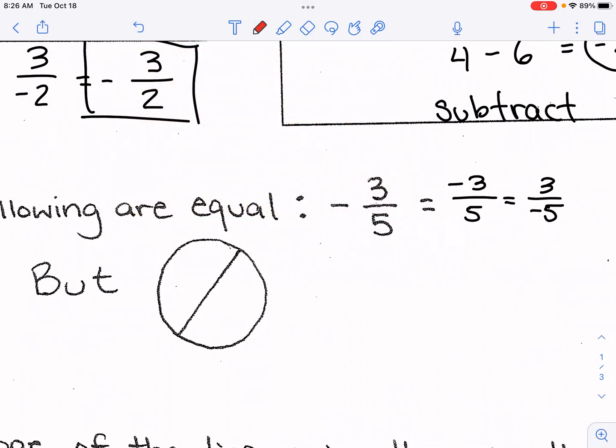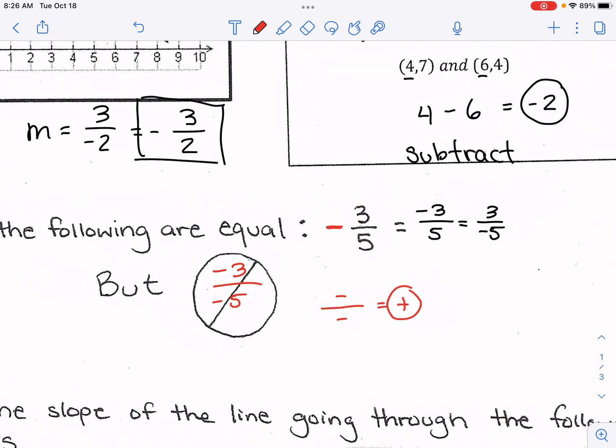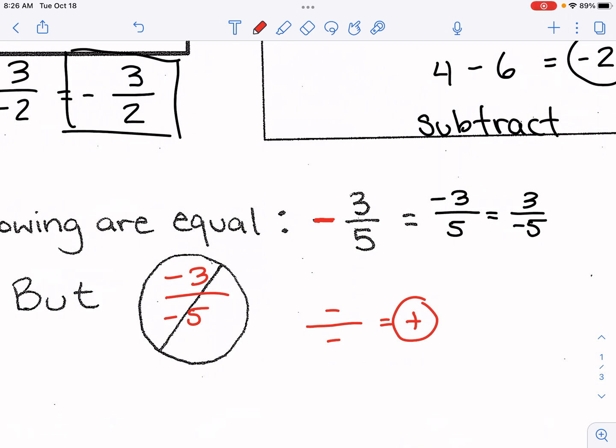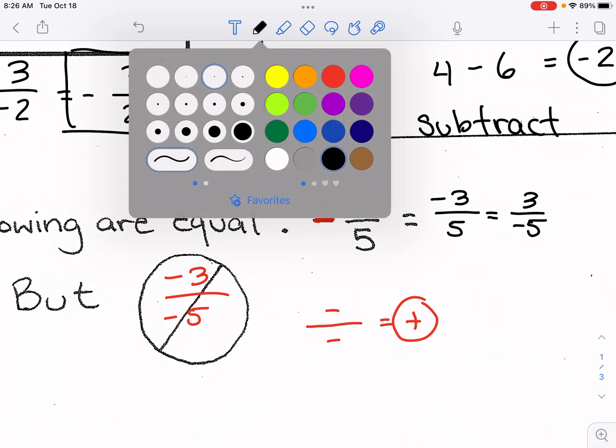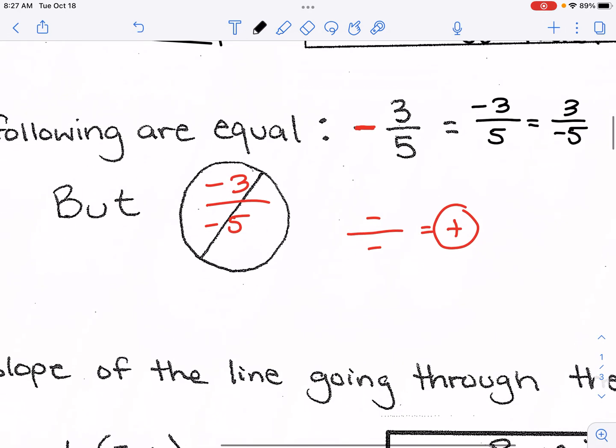But the one thing that it's not equal to, I'm going to put this in red. If you have a negative in front of a fraction, it does not mean that both the numerator and denominator are negative, right? Because what's a negative divided by a negative? A negative divided by a negative is a positive. And positive 3/5 is not the same thing as negative 3/5. Okay, so let's keep that in mind. If we have a negative sign, normally either the numerator or denominator is a negative. Okay. All right, let's go to example 1.